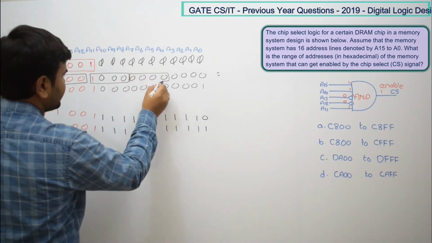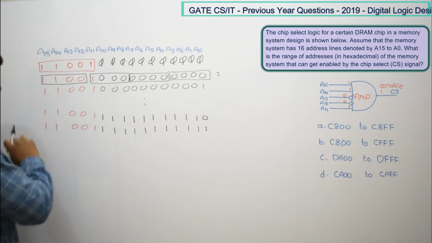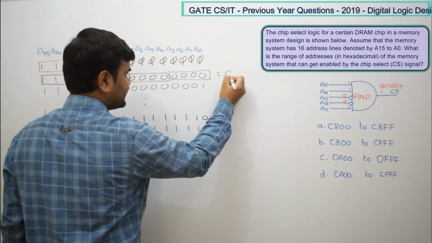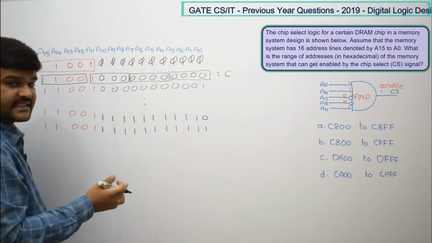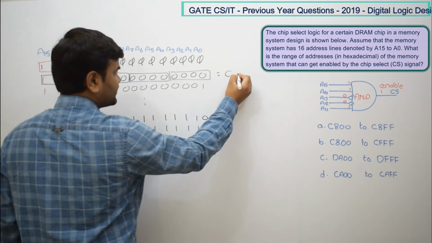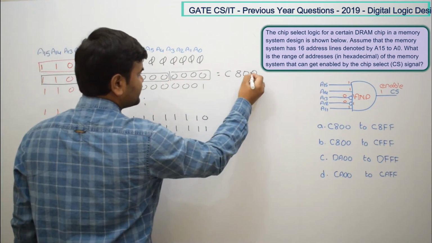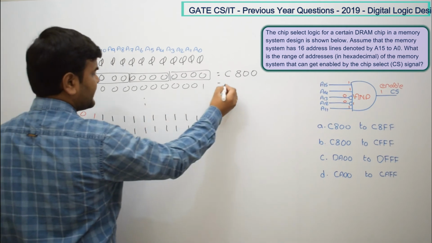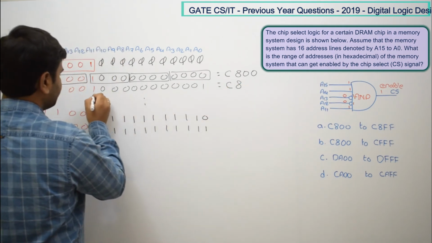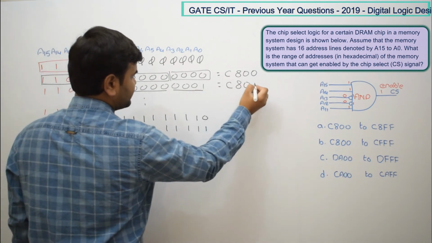So if you consider the first address, this is C, and then this is equivalent to the hexadecimal number 8. So C8 0 0. So the starting address is C800. The next one is C8 0 1.